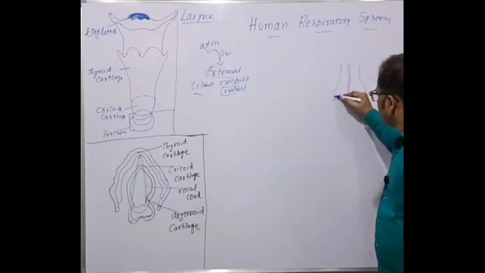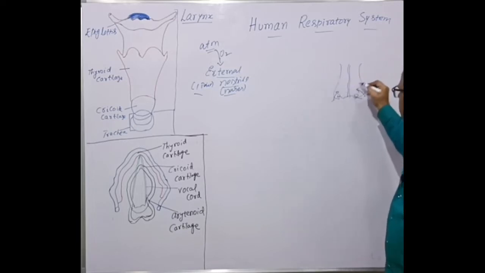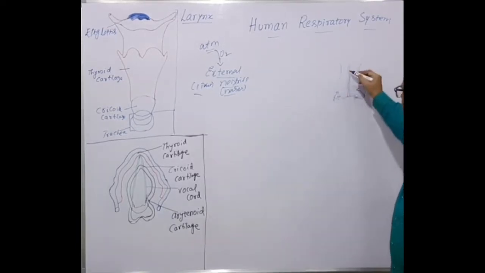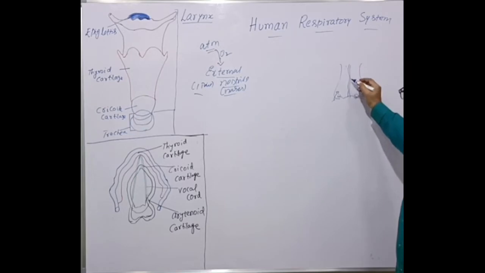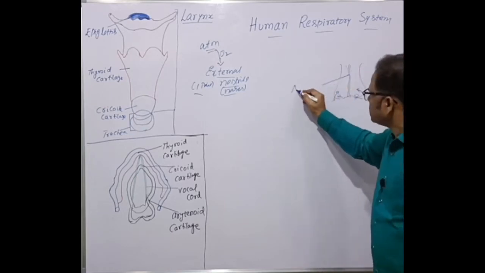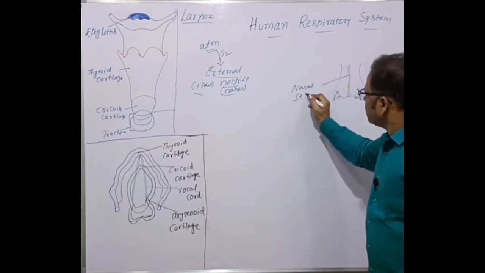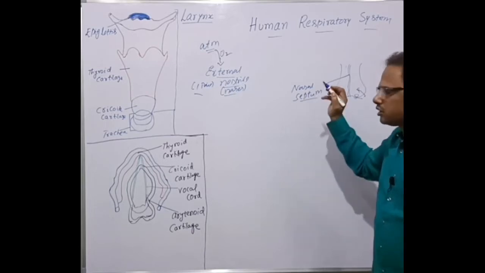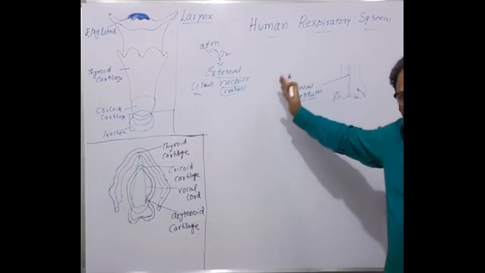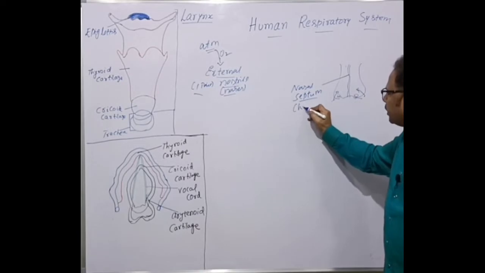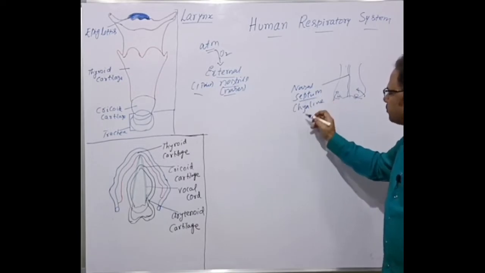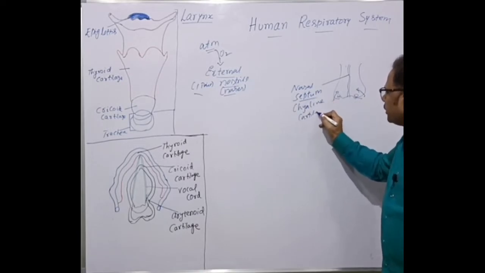So air is taken inside, and this here is the nasal cavity. The entire structure is the nasal cavity. The nasal cavity is partitioned by the septum, called the nasal septum. Septum means the partition. What is the septum? A partition which is made of hyaline cartilage.